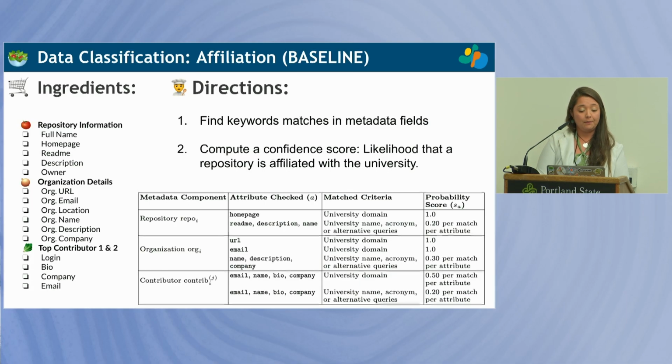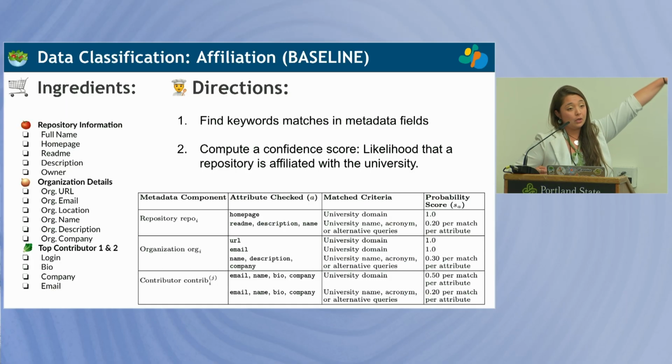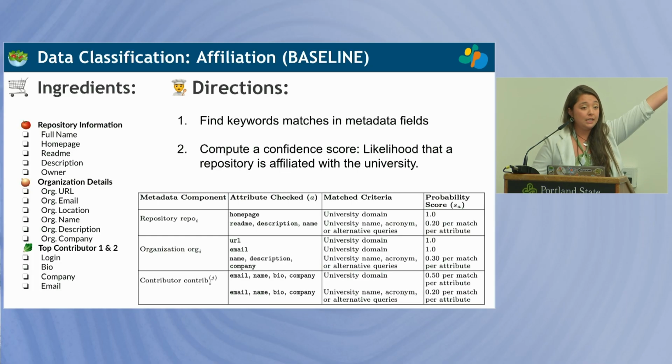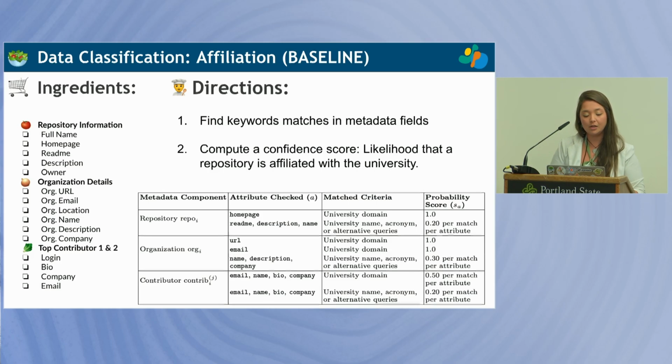So I have, for example, a bunch of the information that I collected from the repositories. So the full name, the homepage, the README, description, owner, other details about the organization. And I also use some details from the top contributors. So for example, the login, the bio, the company that is publicly shown in GitHub, and the email.